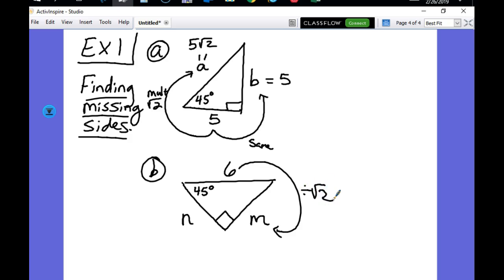So let me review those 3 questions with you. What kind of triangle is this? What side did they give me? And how do I get to the other side? Those 3 questions will get you through all of these problems today.